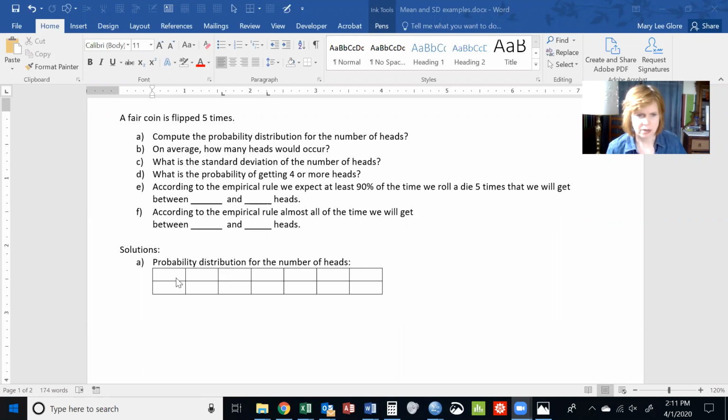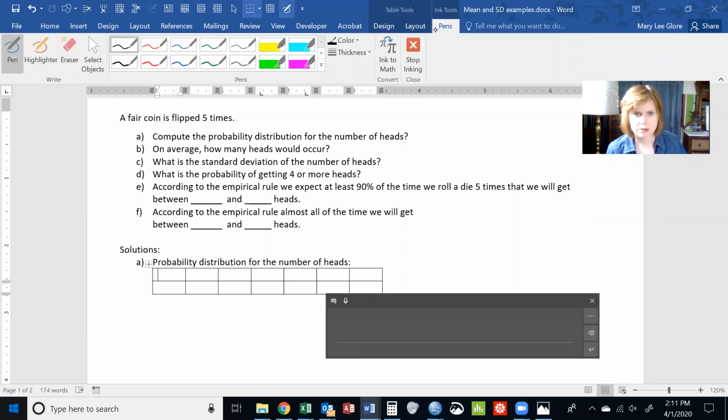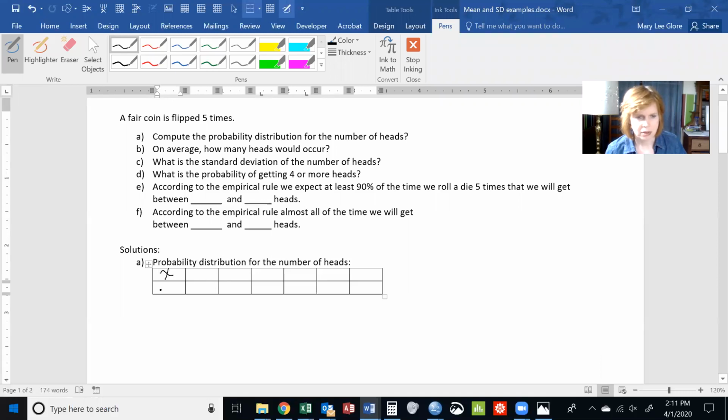So you can see I have a little table here. We're going to fill this in. All right, so we're going to start with x, and this will be p of x. And so if we flip a coin 5 times, we can have no heads, 1 head, all the way up to 5 heads. Those are the possibilities.